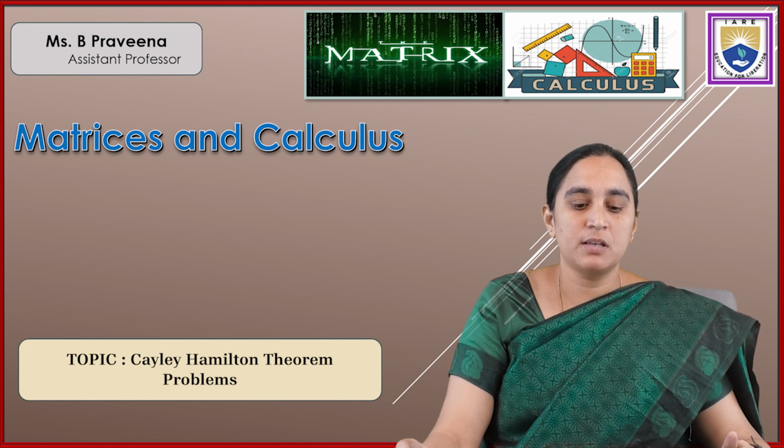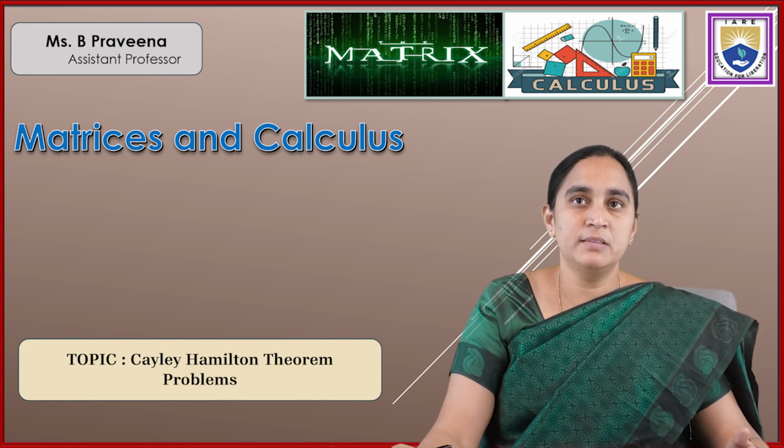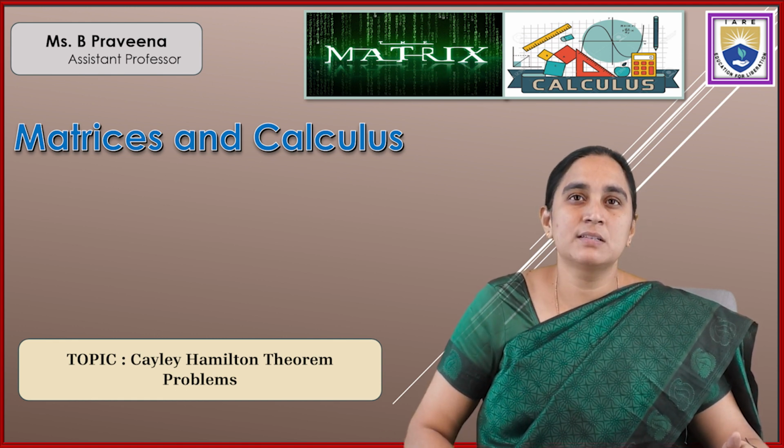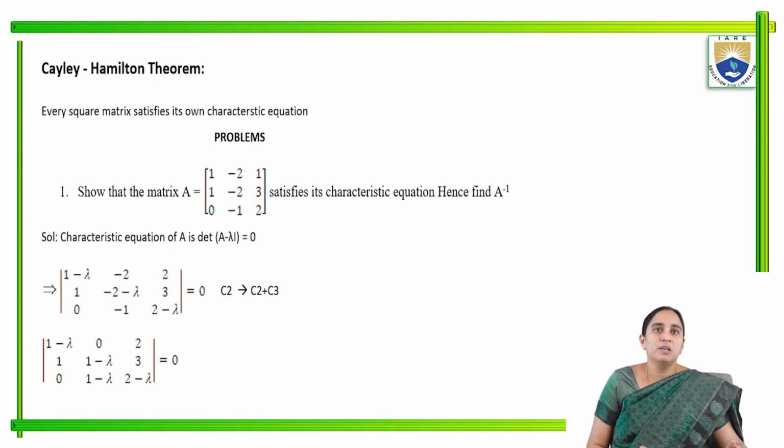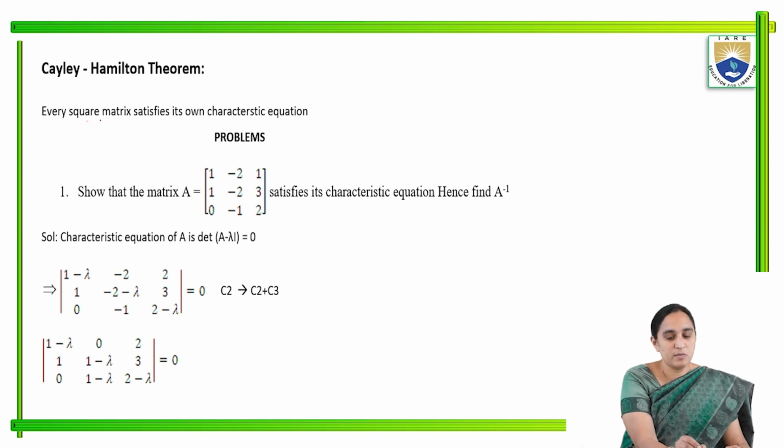Today I want to discuss the topic of the Cayley-Hamilton theorem, its statement, and related problems. First, I'll discuss the theorem statement. What is the statement of the Cayley-Hamilton theorem? Every square matrix satisfies its own characteristic equation. That means the square matrix satisfies its own characteristic equation.